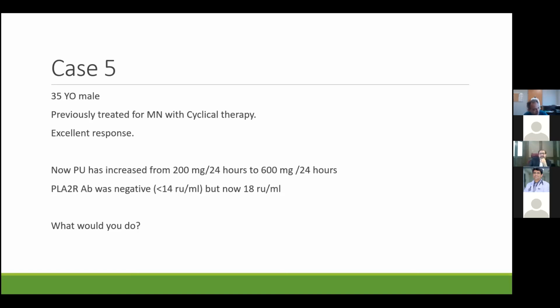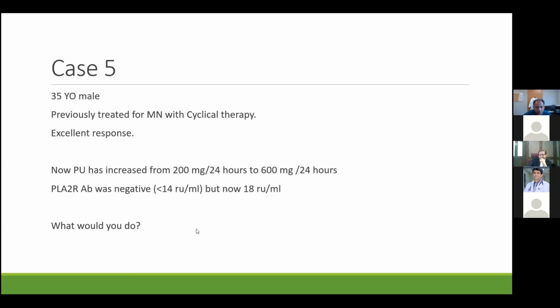Any other opinions on this? Anyone who wants to treat at this time? I mean, this patient responded to cyclical therapy. It's not a failure. So when you have complete failure, you want to try a different regimen. Right. So the hypothetical here is that we're checking this in 3 months from now, and now the antibody level has gone from 18 to 60, and the proteinuria has gone from 600 to 2 grams.